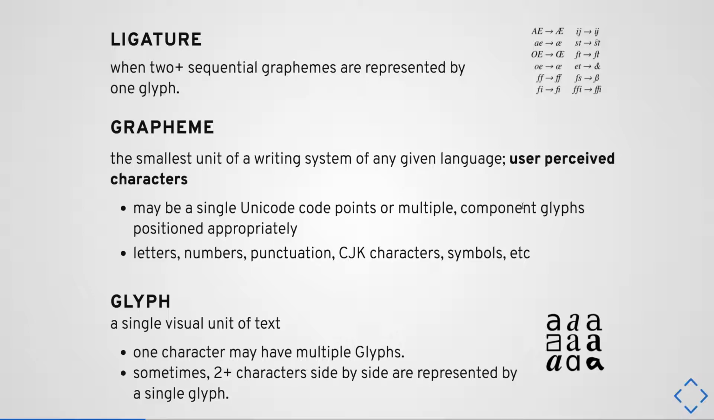All right, these are these new terms we're talking about. So ligature. There are things that naturally happen. For instance, I think our ampersand is actually the evolution of the Latin ET being used over and over together. They finally just combined them, right? That's the gist. A ligature is when two sequential graphemes are represented by one glyph. And we'll talk about graphemes and glyphs. A grapheme you can think about as the smallest unit of writing in any given language. It's the user-perceived character.